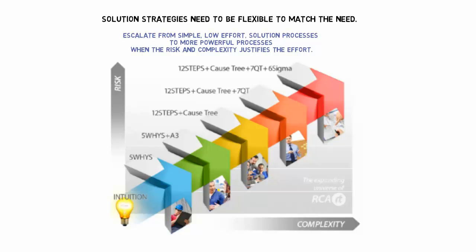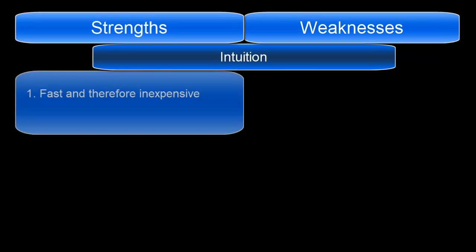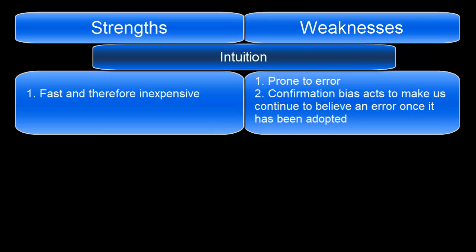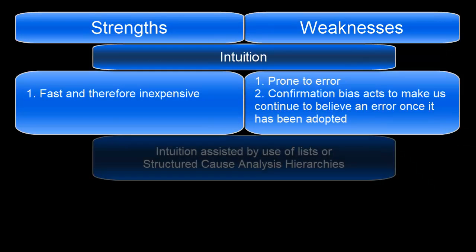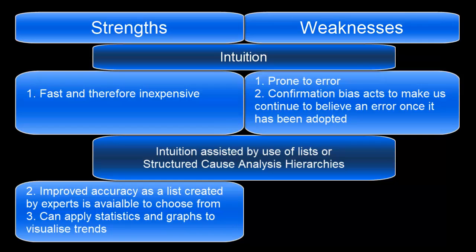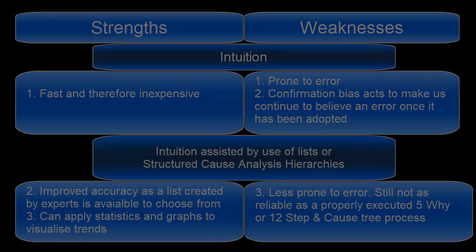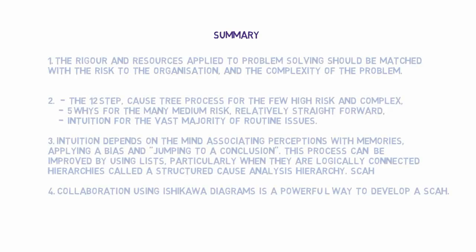Every option has both strengths and weaknesses. The strength of our natural intuition is that it's fast and inexpensive. The weakness is that we are prone to error. This is aggravated by the fact that we tend to find it hard to discard beliefs once they are formed. Lists that have been created by experts with time to think through the various options help to improve accuracy. If everyone picks from the same lists, then statistics and graphs can show trends, but lack of accuracy is still the main weakness.